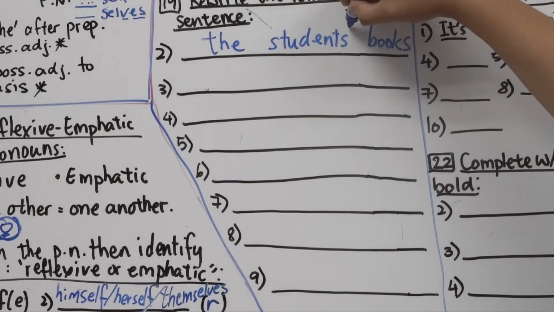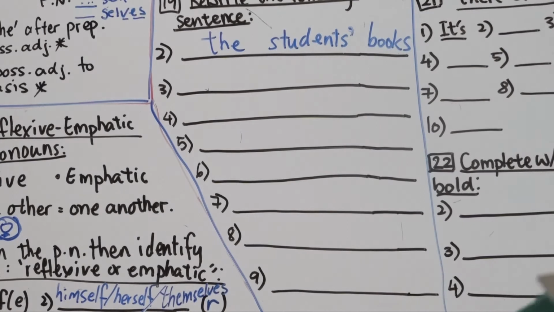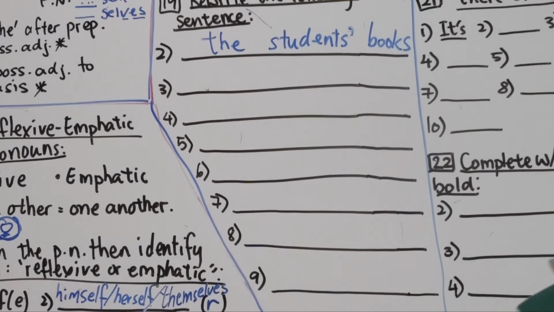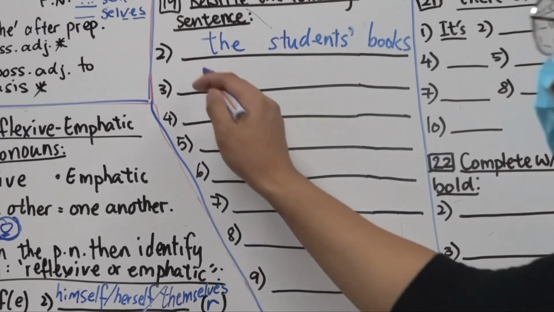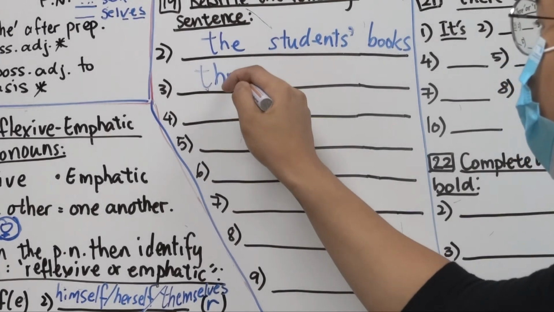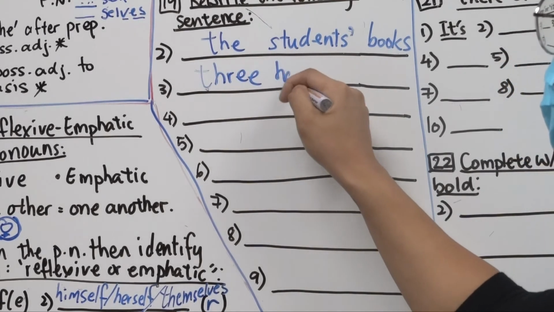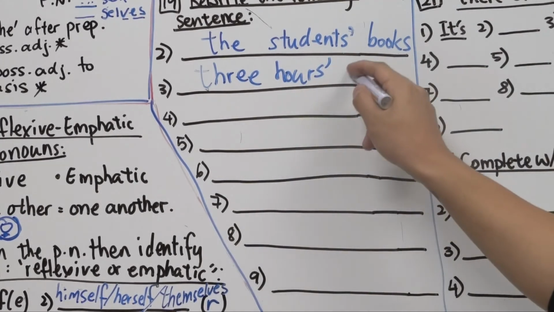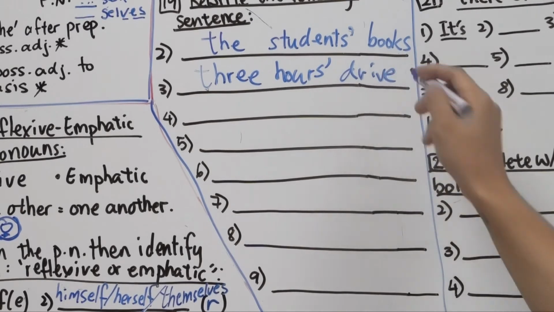Right, we should put it after the S, right? The apostrophe comes after the S, meaning all of the students' books. Number 3, drive 3 hours. It is the amount, right? So it's a 3 hours drive. 3 hours, apostrophe comes after S, right? Drive. There's more than an hour.